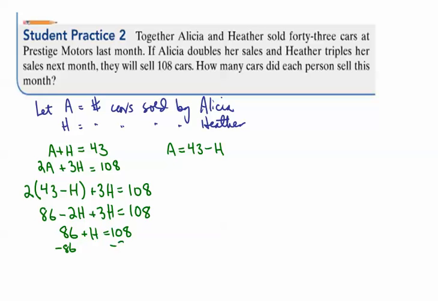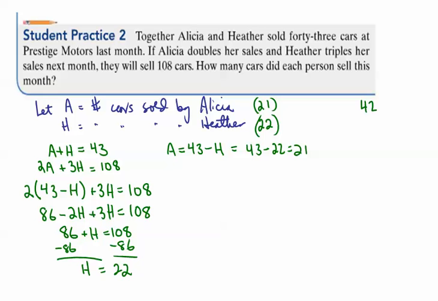Subtracting 86 on both sides leaves us with H being equal to 22. So remember that if Heather sold 22, then Alicia sells 43 minus 22, or 21 cars. And you can see that together they do indeed sell 43. Now, what would happen if the number of cars Alicia sells doubles? That would be 42. And if the number of cars sold by Heather triples, that would be 66. And we would end up with 108, and so that does check.